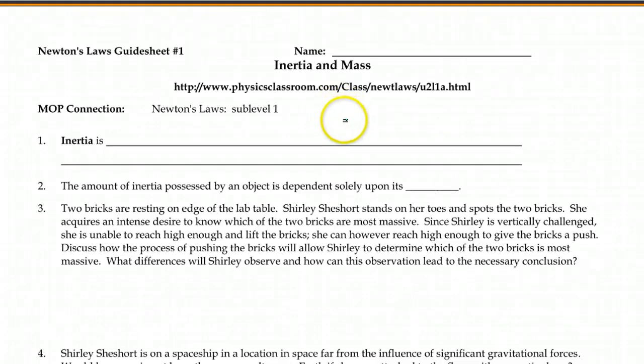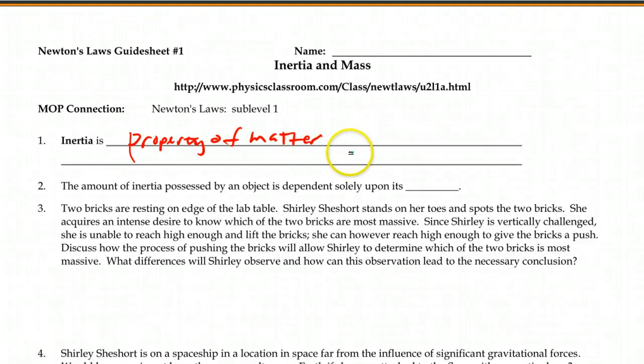Okay, in this first screencast covering the laws of motion, we'll be talking about inertia and mass. So first of all, inertia is the property. Okay, it's not a force, it's a property of matter. And it deals with the resistance of that particular object to changes in the state of motion. So it's the property of matter that resists changes in motion. Okay, not motion itself, but changes in motion.